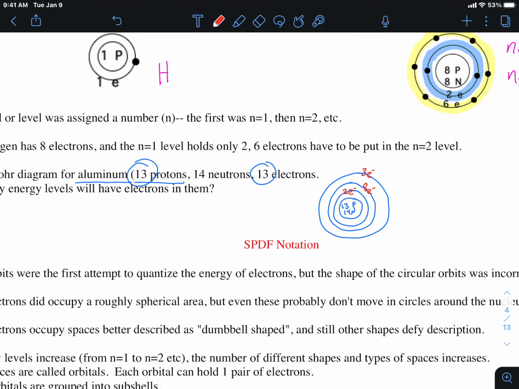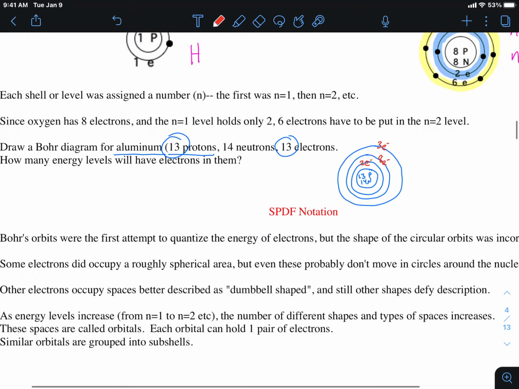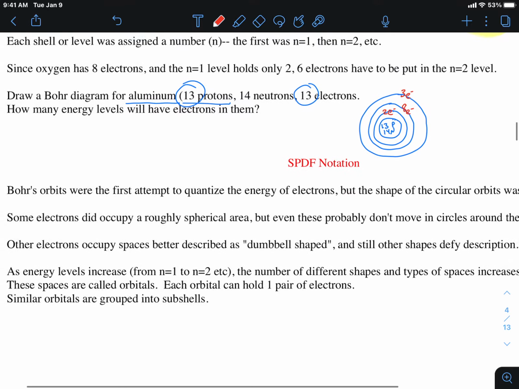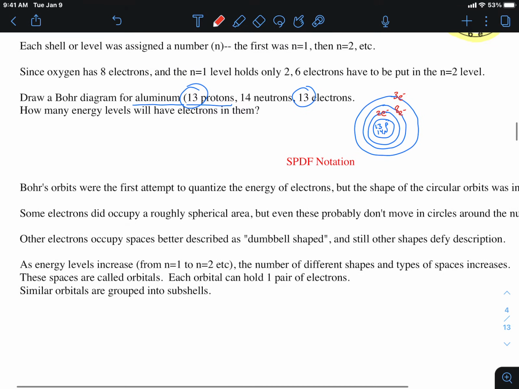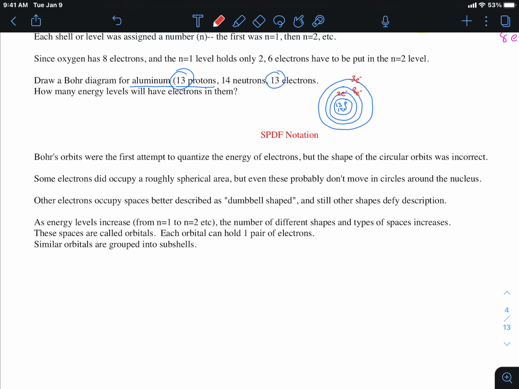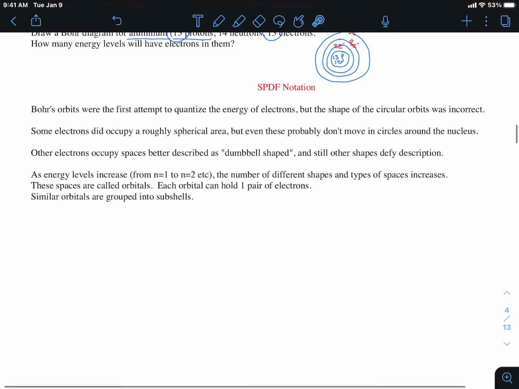So the Bohr diagram is great for showing the different levels. But where the Bohr diagram doesn't really hold up is when we start to pick apart those levels and see what the pieces actually look like individually. The Bohr diagram was really the first attempt, right, to show the energy level of the electrons, but it was a little inaccurate. It was a little incorrect.